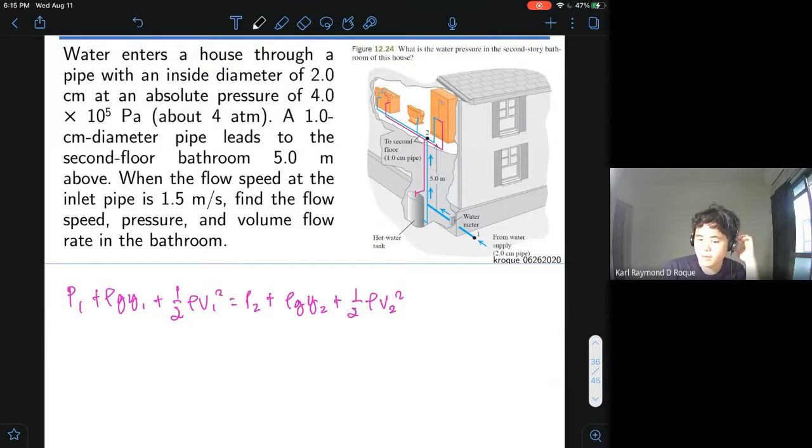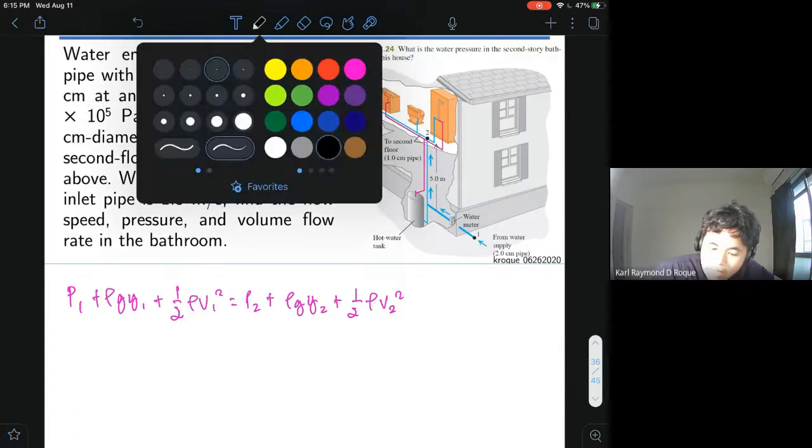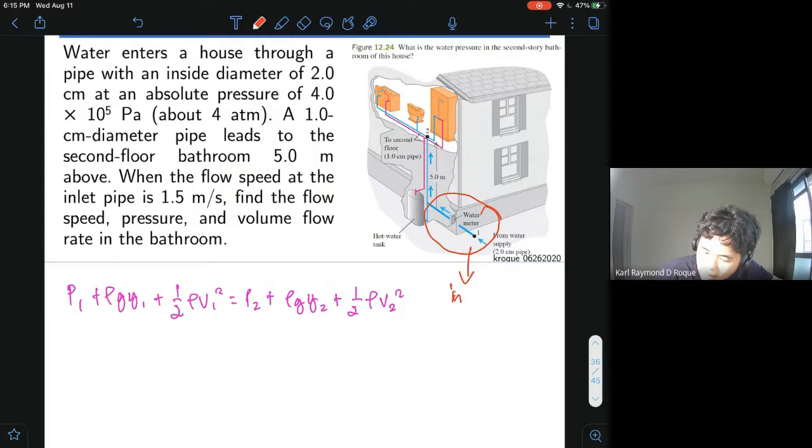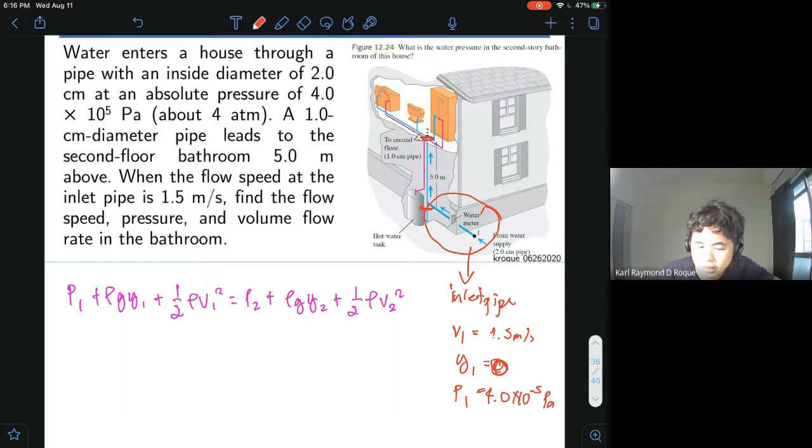What do we need? Find the flow speed, pressure, and volume flow rate in the bathroom. What we are given are only these values, at the inlet pipe: v1 equals 1.5, y1 equals 0, of course, since we set that as the reference and it only rises from there, and P1 equals, as given, 4.0 times 10 to the 5. What are we looking for? The flow speed, pressure, and volume flow rate in the bathroom. What are the properties there?